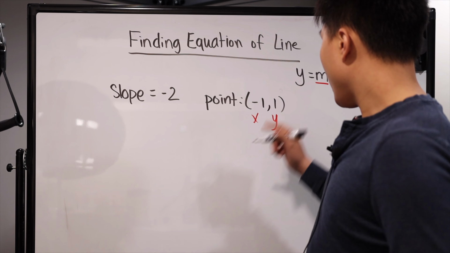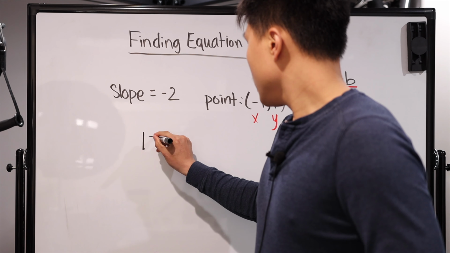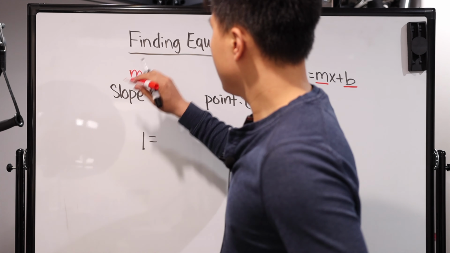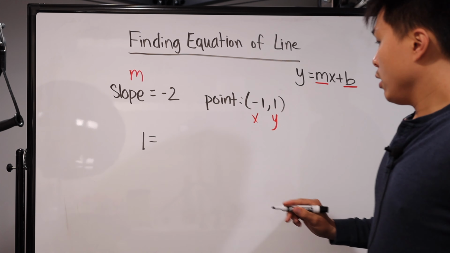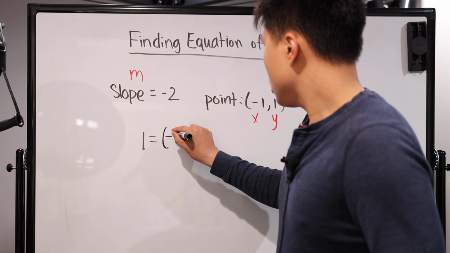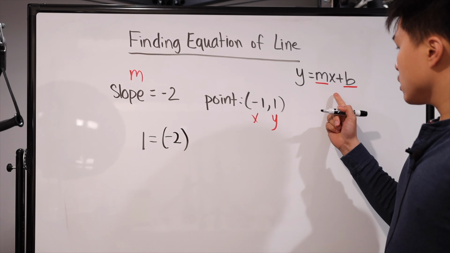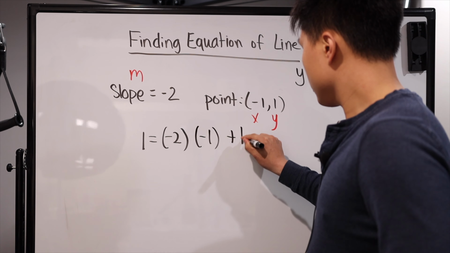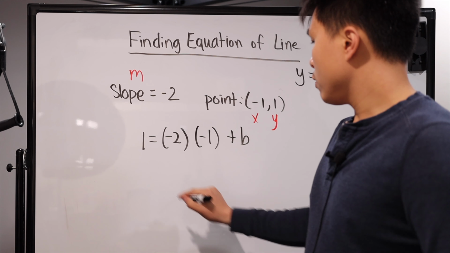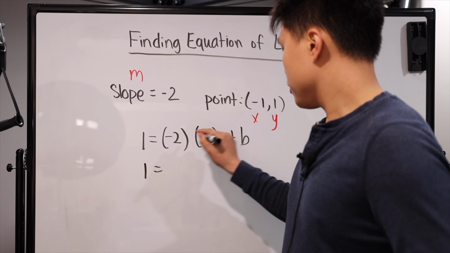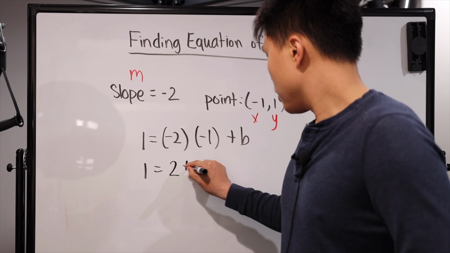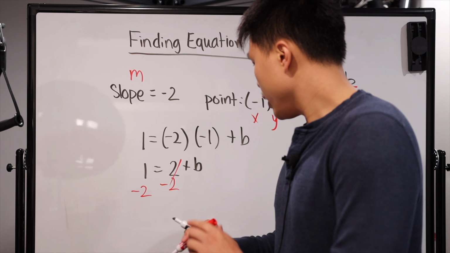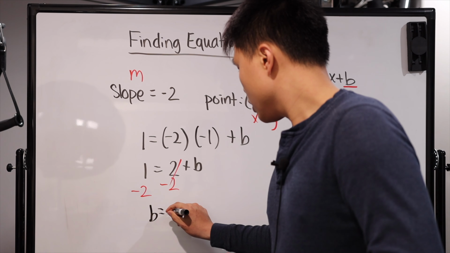So instead of y, now we have 1 equals m, which is our slope. Once again, remember the universal sign for slope for some reason is m, right? Equals -2 times x, in this case it's going to be -1, plus b. And we don't know what b is. So we're going to just solve it. That's going to be 1 equals, and then -2 times -1 is just 2, plus b. And you're going to subtract 2 on both sides. This goes away. Now you have b equals -1.